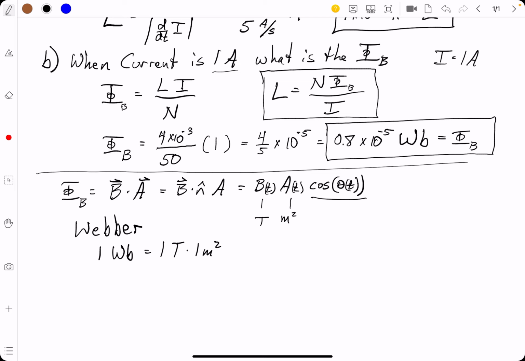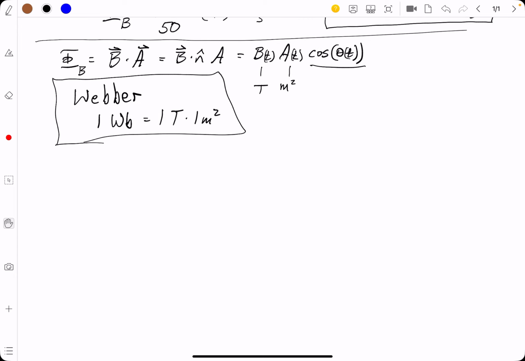So, okay, Webers are now part of our repertoire, and we can put those in every single time we have flux, a magnetic flux. Okay, it's magnetic flux that we're talking about.